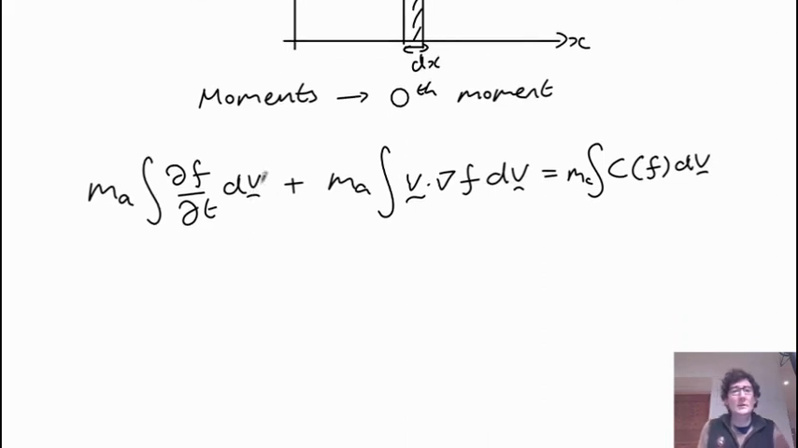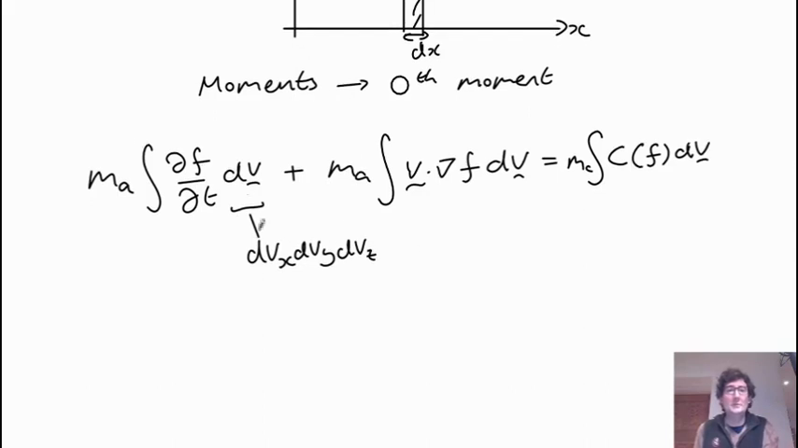Okay, about this notation, perhaps if it's not clear, this dv is just dvx, dvy, dvz. It looks a bit like a vector, but it's implying integration over all three velocity dimensions. Obviously the d by dt can come outside here, and so this first term just becomes d rho by dt.